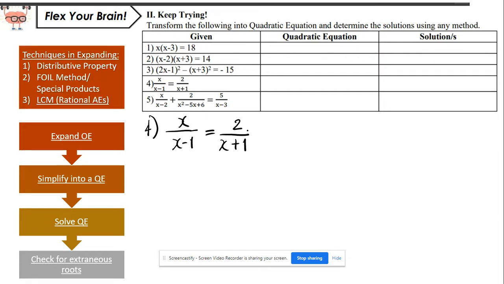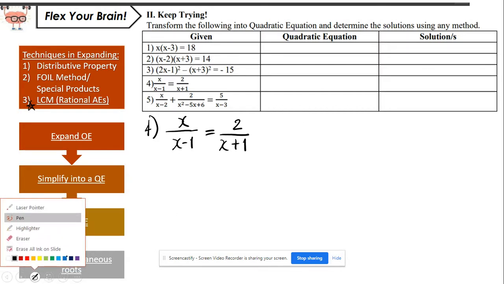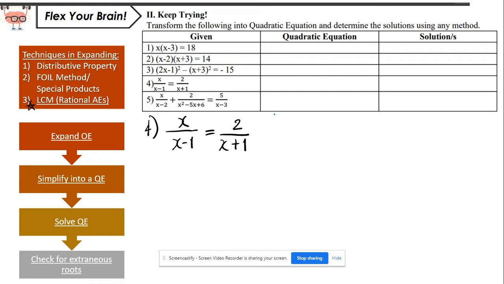Note that we have the following techniques in expanding. At ang applicable, since this is a rational algebraic equation, we will multiply by the LCM. So, what is the LCM for this one? Note that the LCM is just the product of the denominators present in the rational algebraic equation. So this will be x minus 1 multiplied by x plus 1.